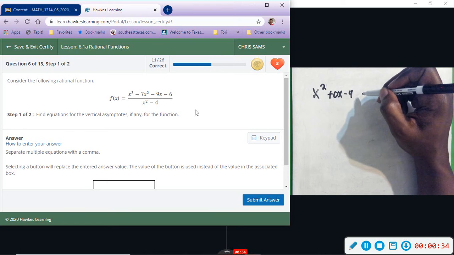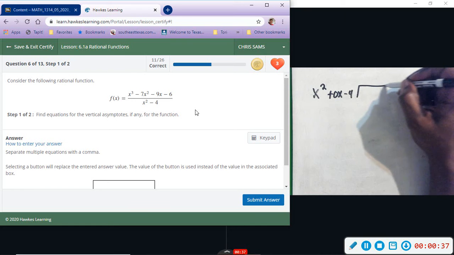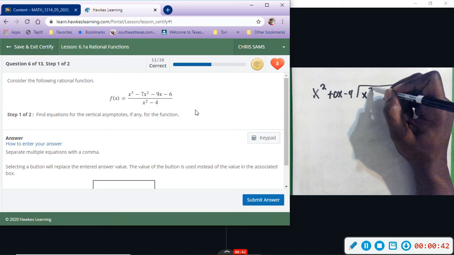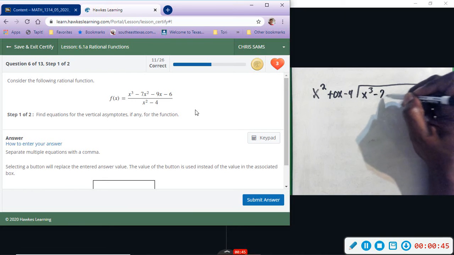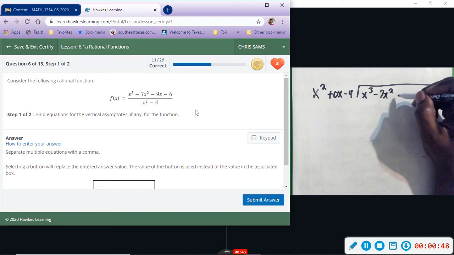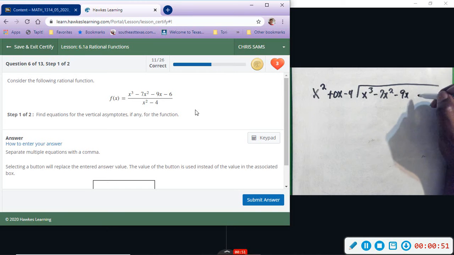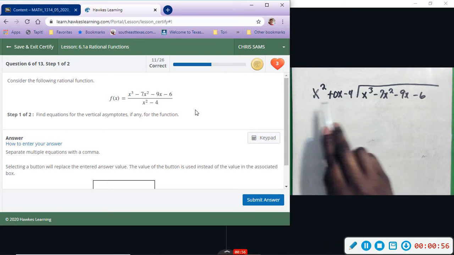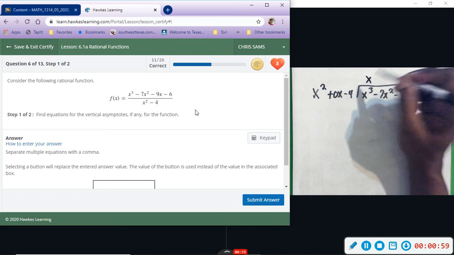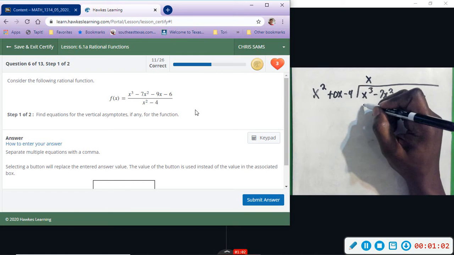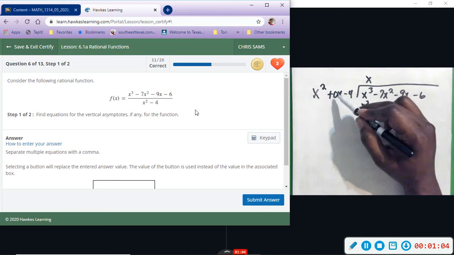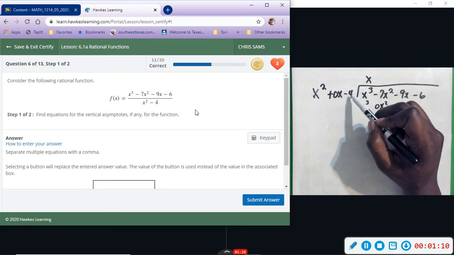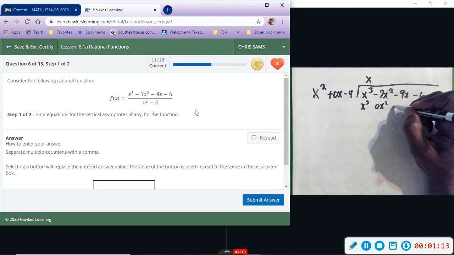And then x cubed minus 7x squared minus 9x minus 6. Alright, to get x squared to equal x cubed, we have to multiply by x. So we'll put an x here. And then x times x squared gives us x cubed. X times 0x will still give me a 0x squared here in the middle. And then x times 4 will give me a negative 4x.